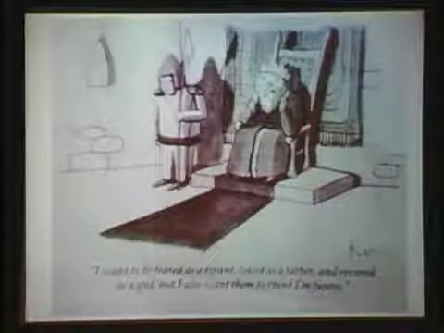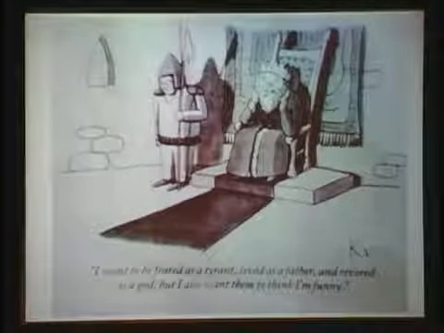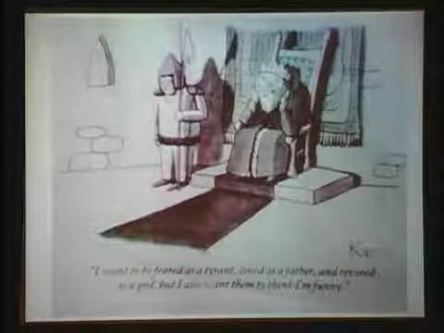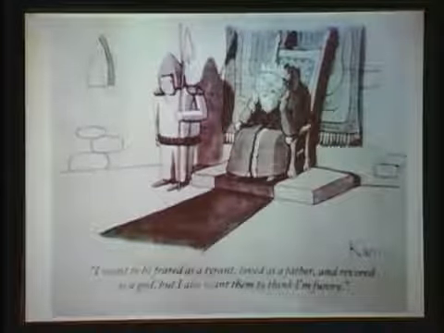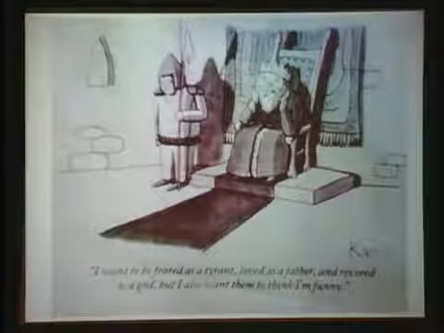This is a picture I took from this week's New Yorker. The king is saying, I want to be feared as a tyrant, loved as a father, and revered as a god, but I also want them to think I'm funny. This is a problem a lot of museums have. We want to be everybody to our visitors. And I think that the more we can feel confident about what we are and what we aren't and the relationship that we're willing to have, the more we can avoid this king's problem.